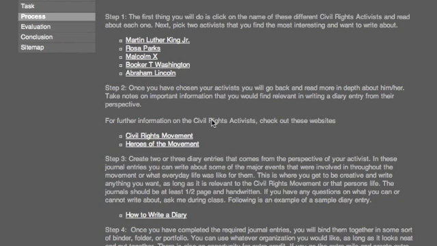The journals should be at least half-page and handwritten. If you have any questions on what you can or cannot write about, ask me during class. Following is an example of a sample diary entry. Step 4. Once you have completed the required journal entries, you will bind them together in some sort of binder, folder, or portfolio. You can use whatever organization you would like, as long as it looks neat and put together.